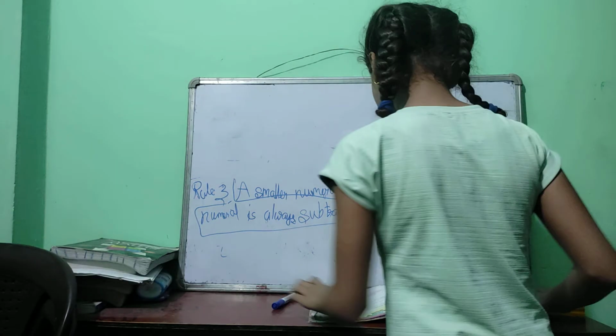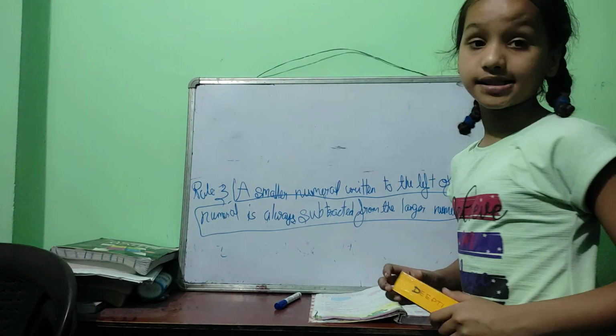Now, did you understand till rule number 2? In this, there is a calculation that I am writing, the answer and also the rule.